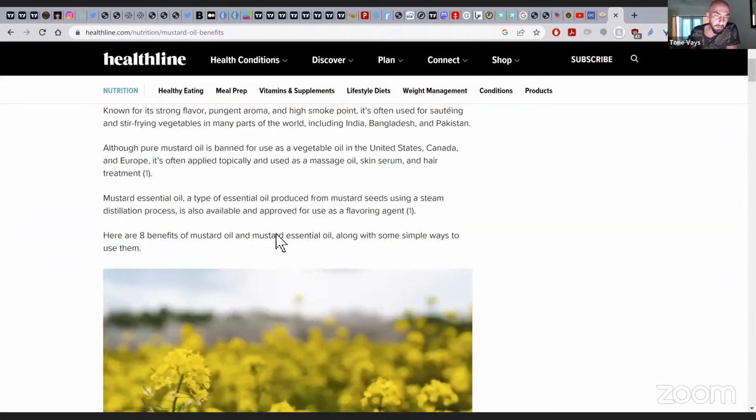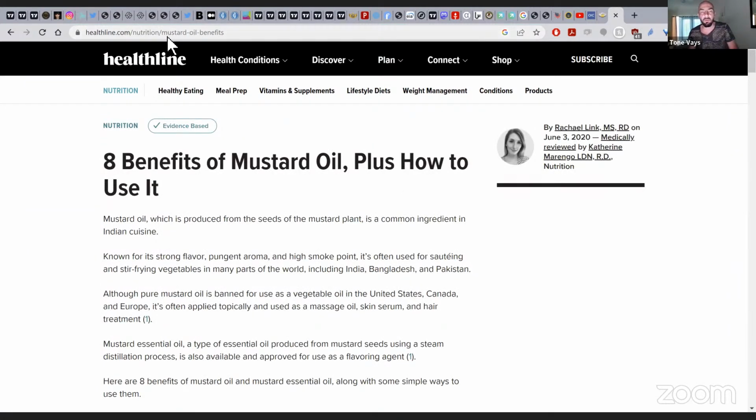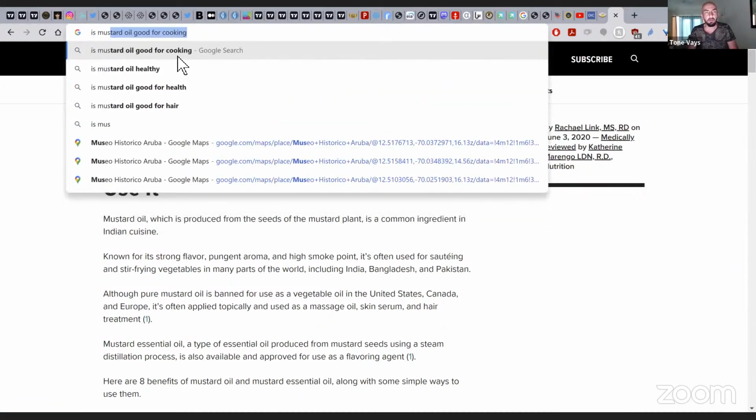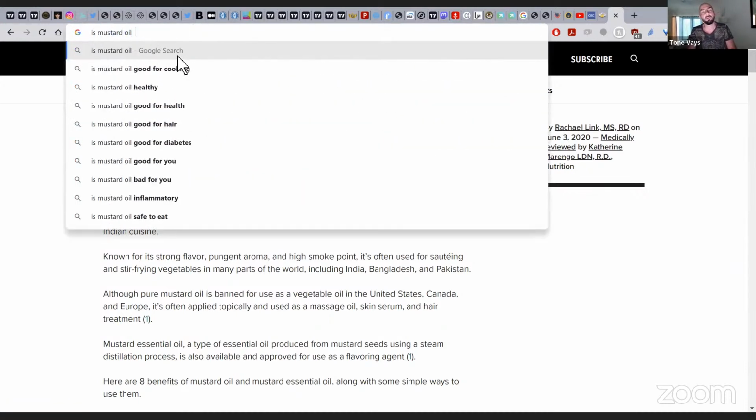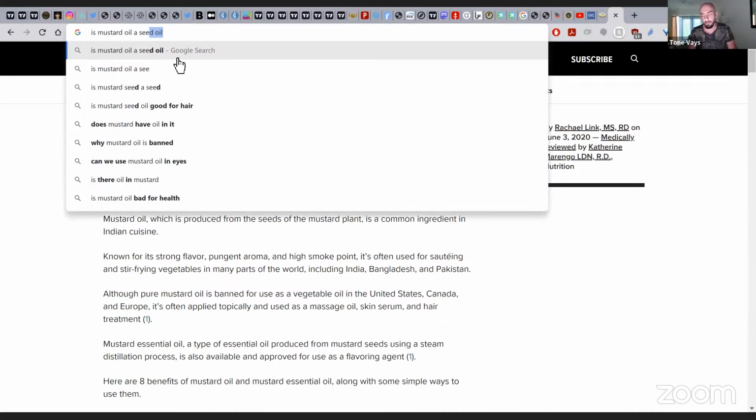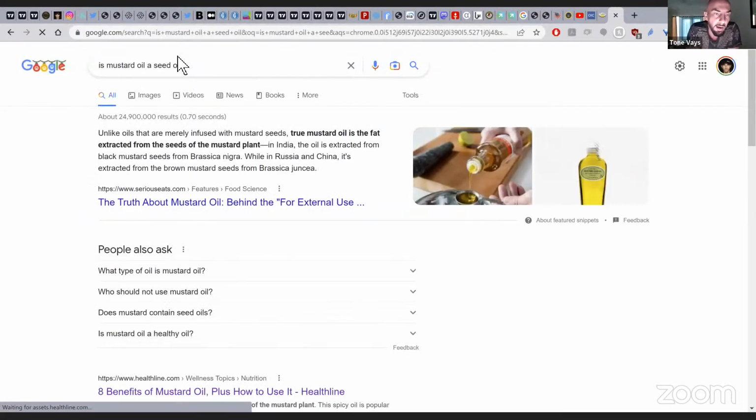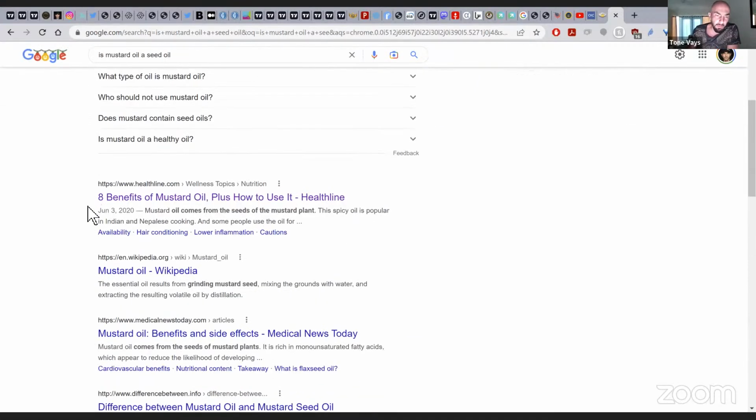Is it a seed oil? That's the real question, right? Is mustard oil seed oil? Unlike oils that are merely infused with mustard seeds, true mustard oil is the fat extracted from the seed of the mustard plant. I wouldn't touch it.